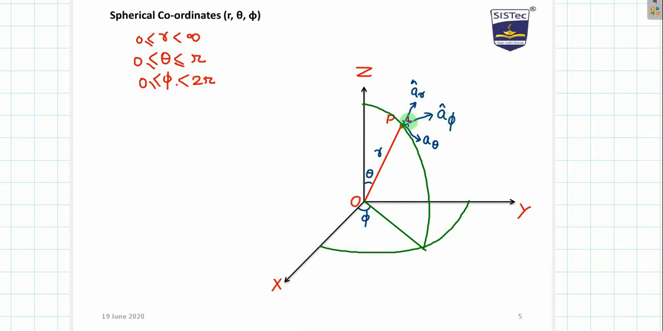Now I will show you how they are mutually perpendicular. All three of these vectors are mutually perpendicular to each other. Now I will join these two points also, and it will be clear to you how it is taking the shape of a sphere.